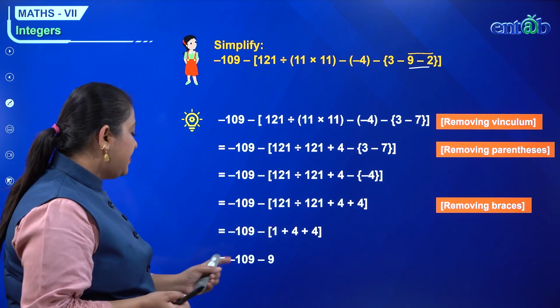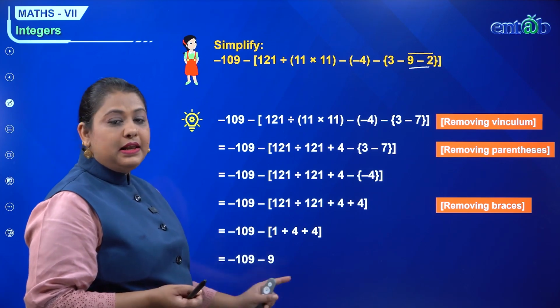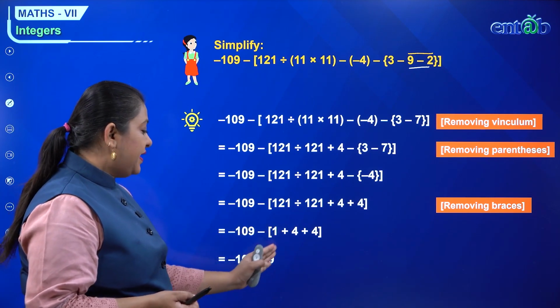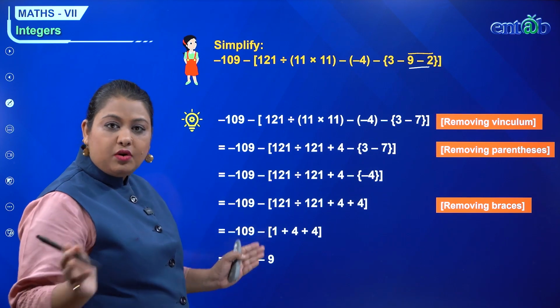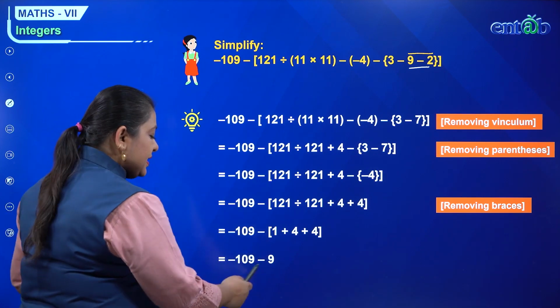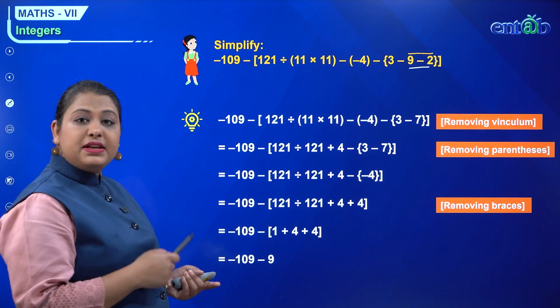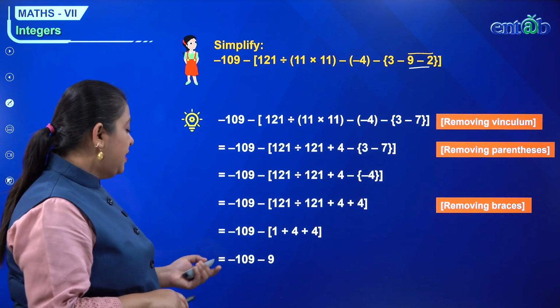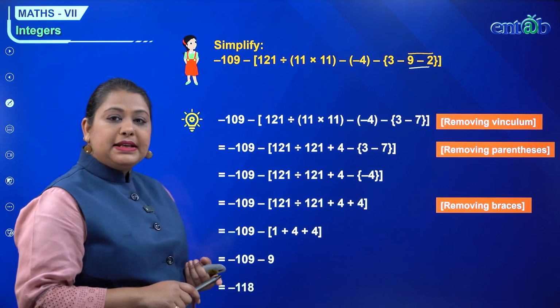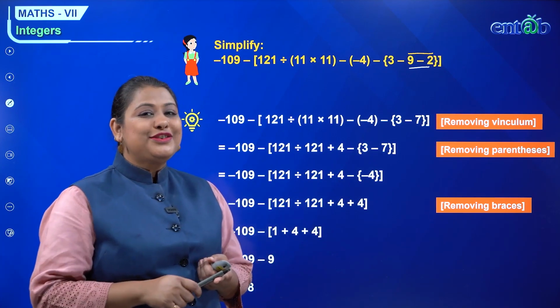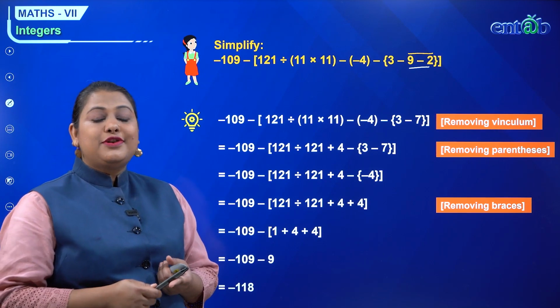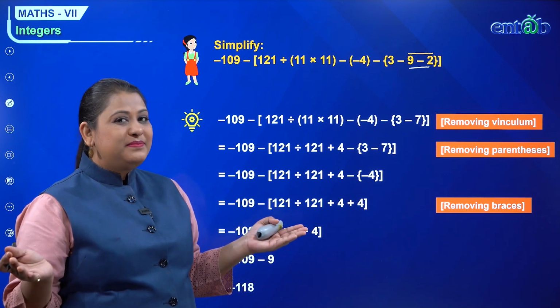So I can write this as minus 109 minus 9. Since I have simplified, I have removed the big brackets also. Now what is minus 109 minus 9? That's 109 plus 9 with a negative sign in the answer, right? So that's minus 118. I hope this is clear to you. See you in the next module for some more interesting advanced problems. Bye.